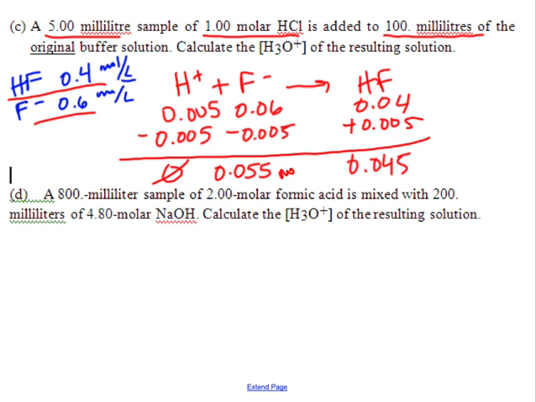Okay, remember, these are moles. I'm going to run out of room. So I need to find the H3O plus, so what's left over here? A buffer. We still have the buffer. The buffer's capacity didn't get messed up. So I'm going to use Henderson-Hasselbalch.